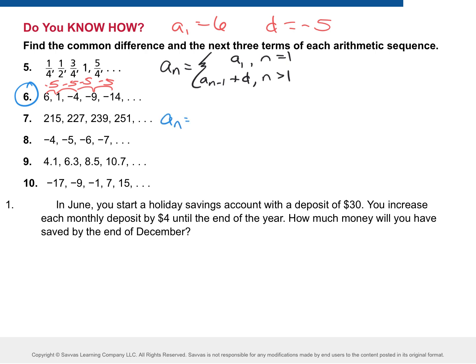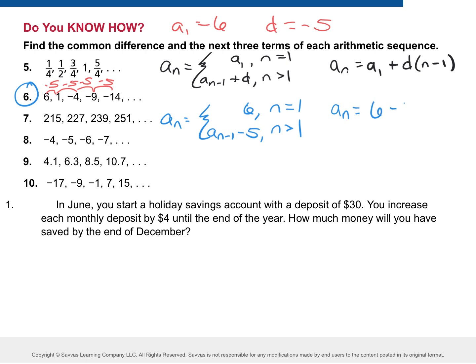So A_N equals, what do I write on the top? 6, and then the interval, N equals 1. Bottom, A_(N minus 1) minus 5, N is greater than 1. Good. That's it for that formula. Now the second formula, A_N equals 6 minus 5 times parentheses N minus 1. Good. Okay, now some of you asked me, it was a good question, if I have to solve for anything.